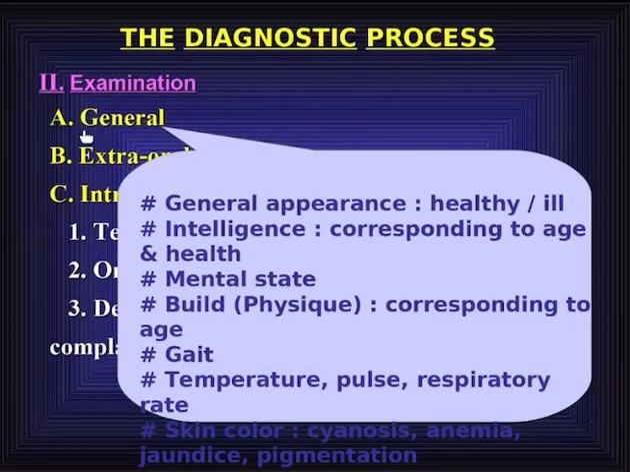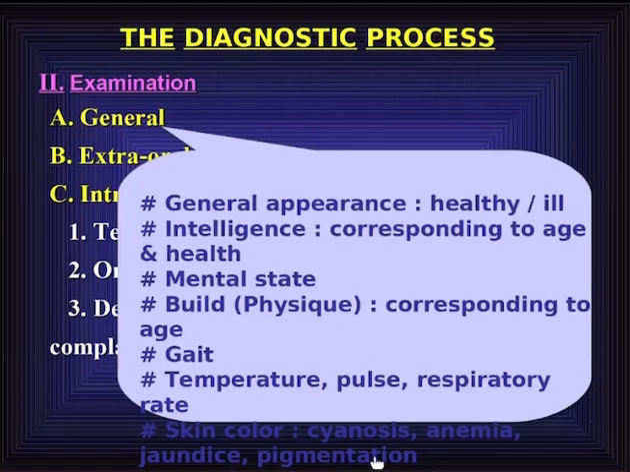That is build, how is it built: well built, moderately built, or poorly built. Gait is nothing but the walking pattern. And you also have the vital signs here, which include temperature, pulse, respiratory rate, and blood pressure, which you're going to check in general examination. Or skin color, and you're going to check the skin color for signs of some diseases like cyanosis, anemia, jaundice, or pigmentation, which can be there in the patient.